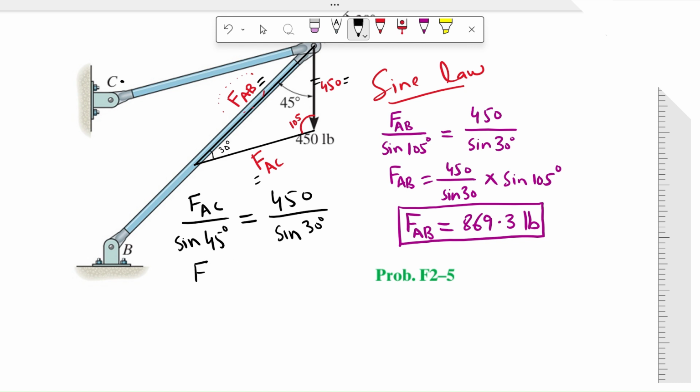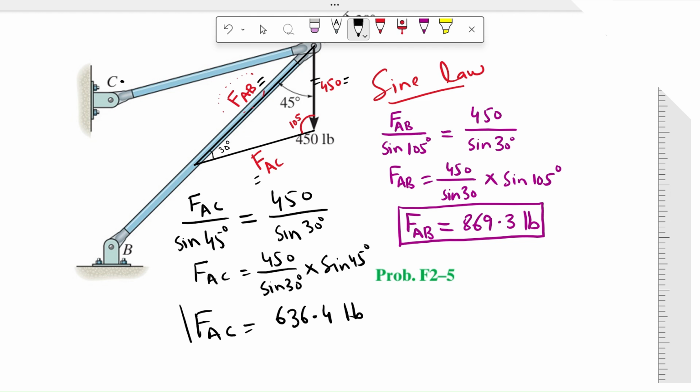So FAC equals 450 divided by sine of 30 degrees, multiplied by, shifting this sine 45 to the other side, sine 45 degrees. So putting all the values in the calculator, we can get the value of the member force AC, which is 636.4 pound.